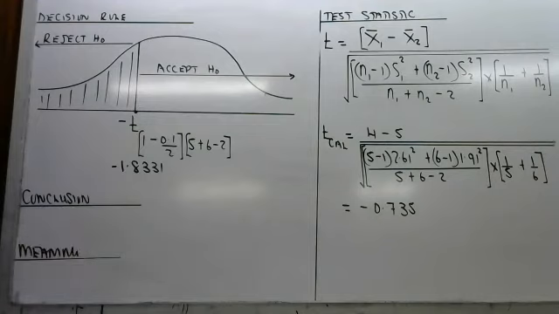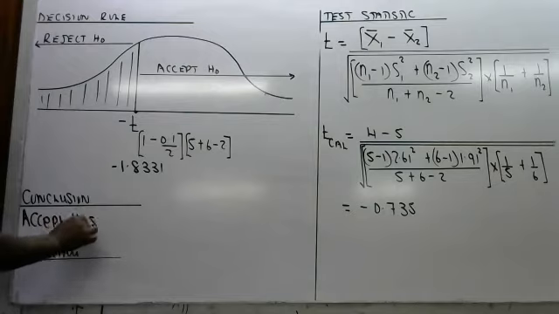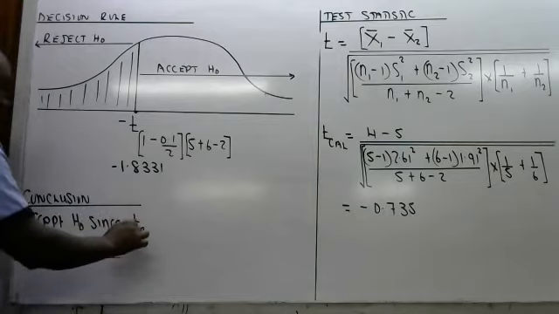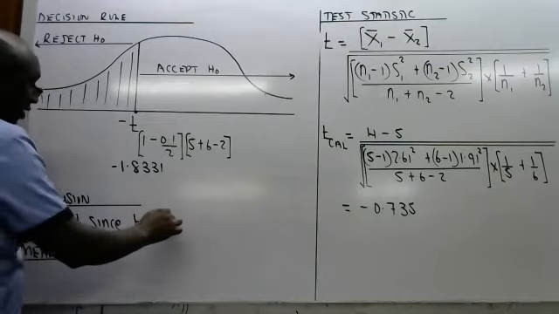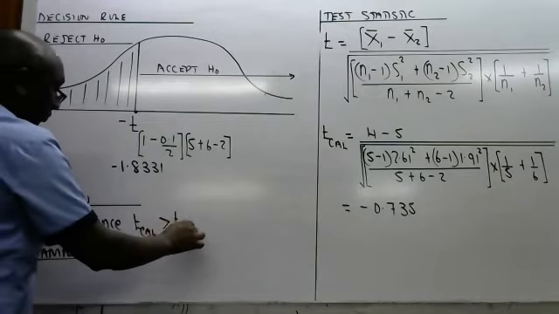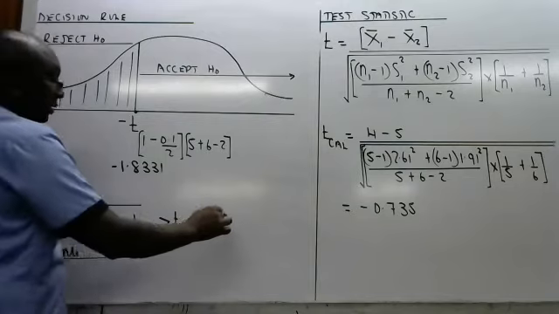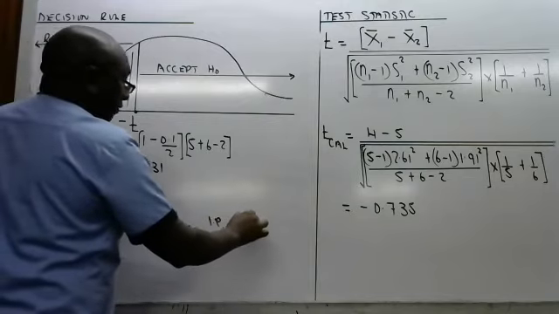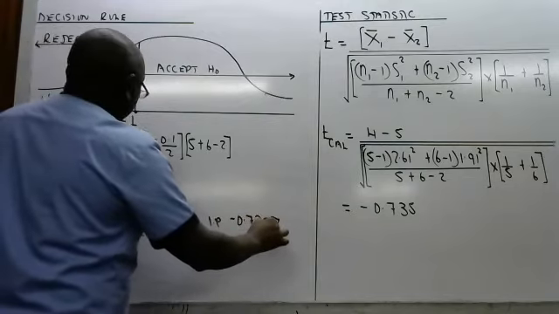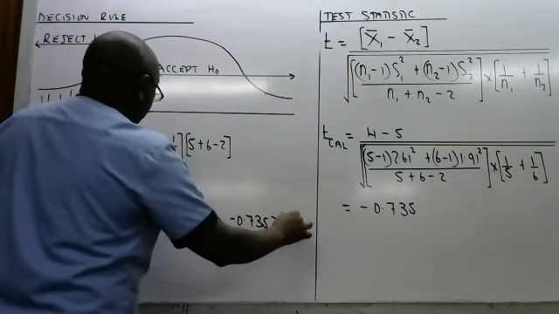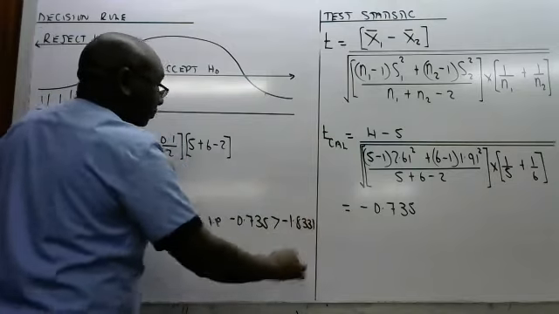So are we accepting or rejecting? Yeah, good. We accept the null hypothesis since T calculated is greater than T critical. That is, minus 0.735 is greater than minus 1.8331.